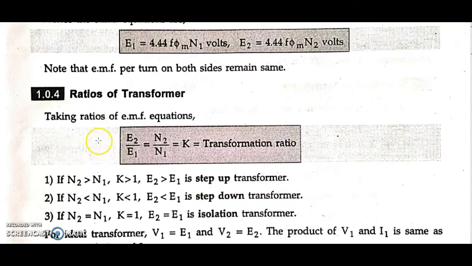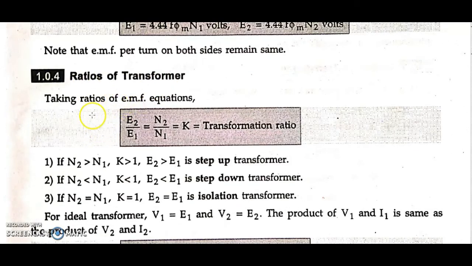Now coming to the ratios of transformers, please do remember this ratio, very important as per the problems part. In future, for any conversion, the voltage as well as the number of turns required, everything we need this equation. Taking ratios of EMF equations, remember E2 by E1 is equal to N2 by N1 is equal to K. K is nothing but the transformer ratio.